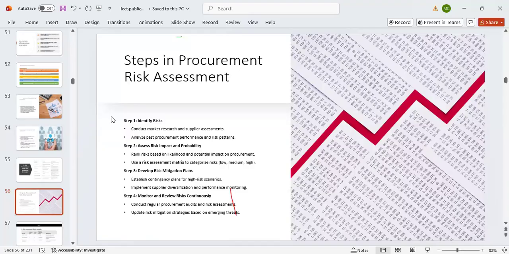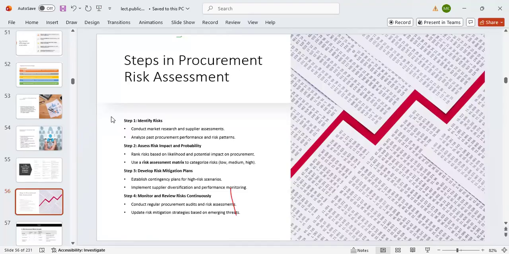If you are identifying risks, you conduct market risk and supplier assessment, and analyze past performance and risk patterns. We can use tools such as the Ishikawa diagram or cause-effect diagram to identify the various risks. You can even use Pareto analysis, the 80/20 rule, to identify the risks. You can also use an affinity diagram or mind mapping. You may not know all this; I'm now talking at a high level, in master's level. So there are several ways in which you can identify the risk. The primary one that you people know is survey.